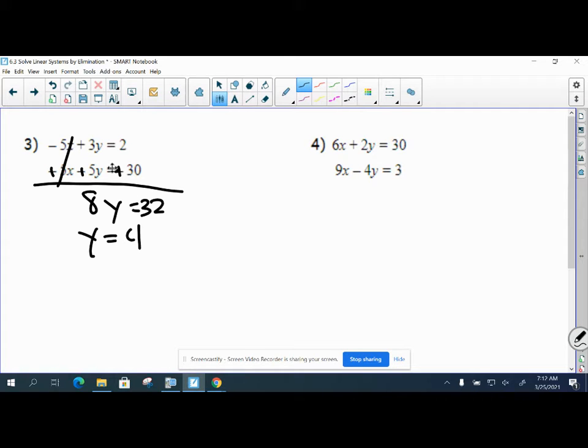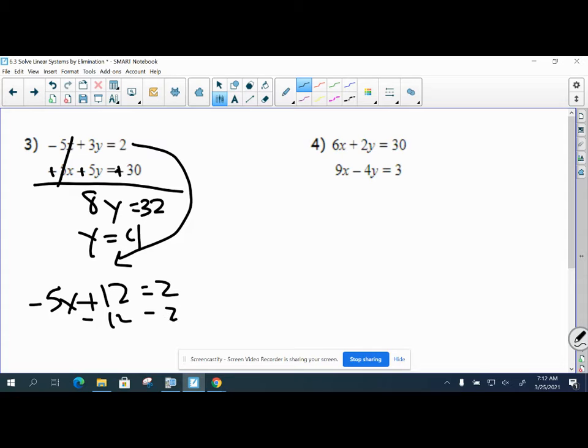And then you plug 4 back in to one of the equations. I'm just going to go ahead and do this one. -5x plus 3 times 4, which would be 12. Subtract 12 from 2. You get -5x is -10. So x is 2. So (2, 4) would be that one.